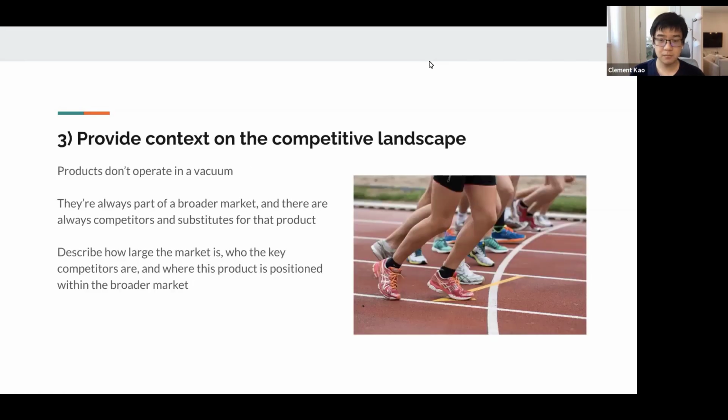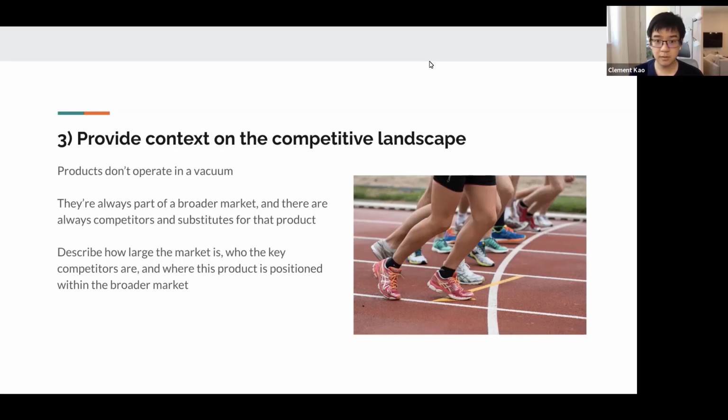What happens next? Well, the reality is that products don't operate in a vacuum. They're always within some market, and markets always have competitors. So you need to determine what the different competitors and substitutes for that product are. Let's talk a little bit about the difference between a competitor and a substitute.